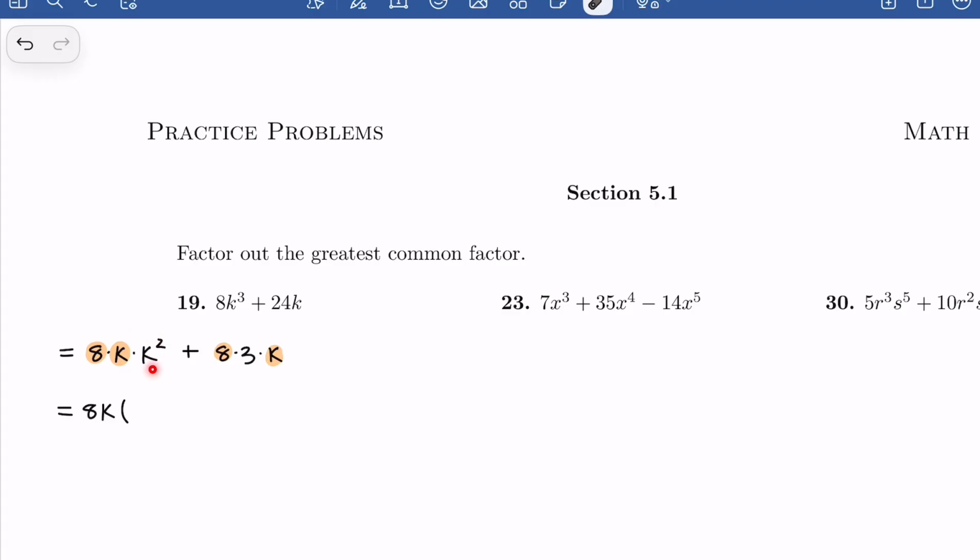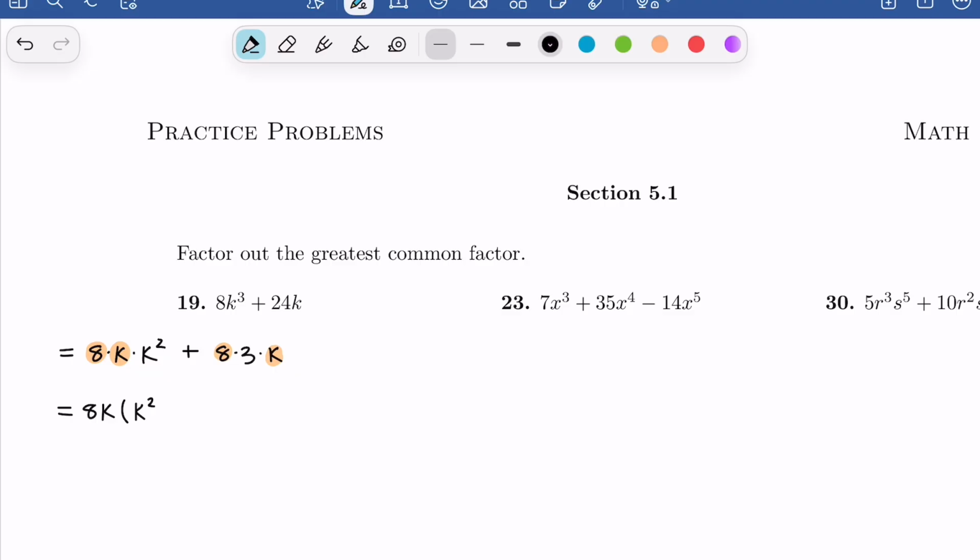If I pull out an 8k from this first term, I'm just going to be left with k squared. So that'll be my first term here in my parentheses. And then if I factor out an 8k from the second term, I'm just going to be left with a 3. So I'm going to have plus 3 for my last term in my parentheses. And this would be our final answer.